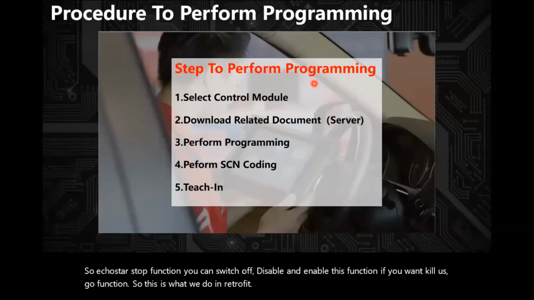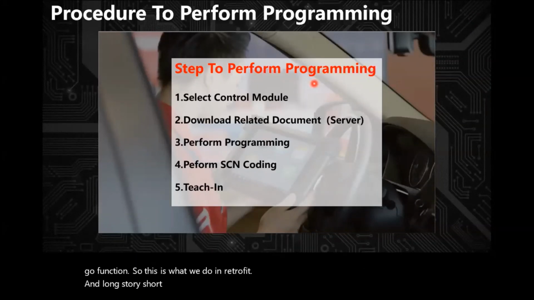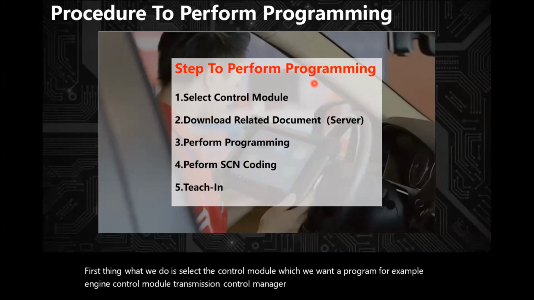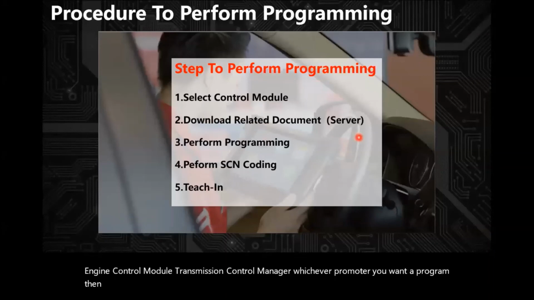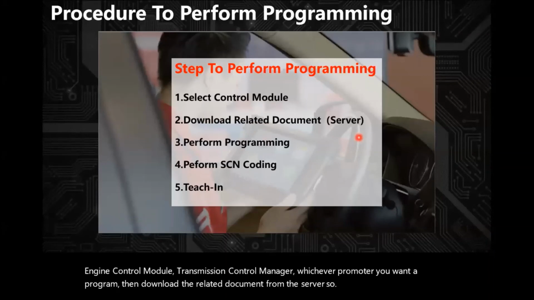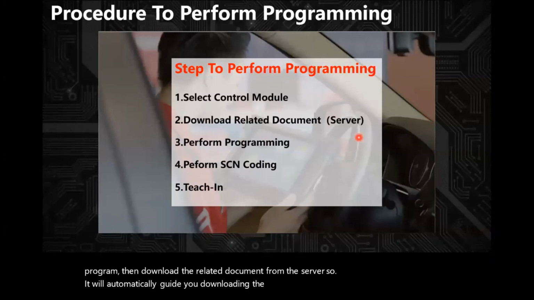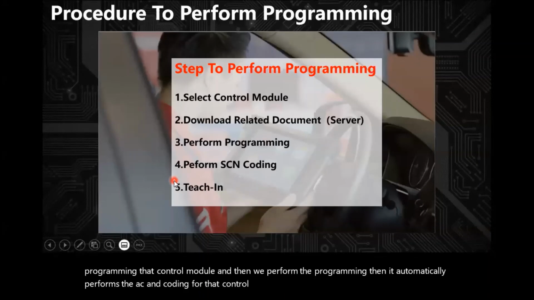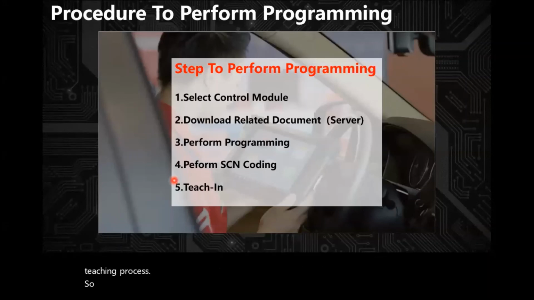And long story short, the steps to perform programming. So first thing we do is select the control module which we want to program. For example, engine control module, transmission control module, whichever control module you want to program. Then download the related document from the server. So it will automatically guide you through downloading the file from the Autel server for programming that control module. And then we perform the programming. Then it automatically performs the SCN coding for that control module, and it instructs you how to carry out the teaching process. So that's all we need to do for programming a control module on a Mercedes-Benz.